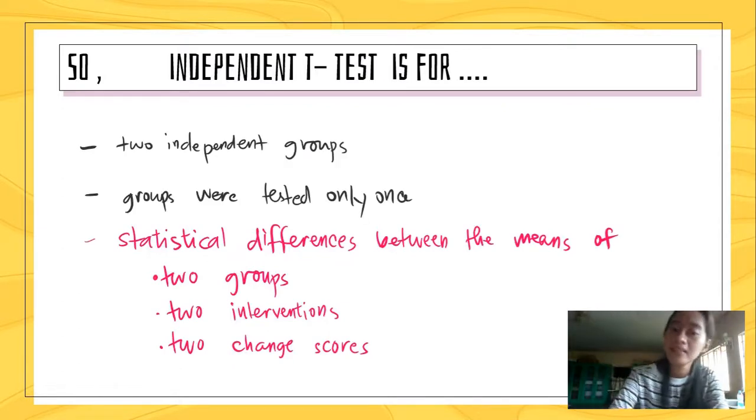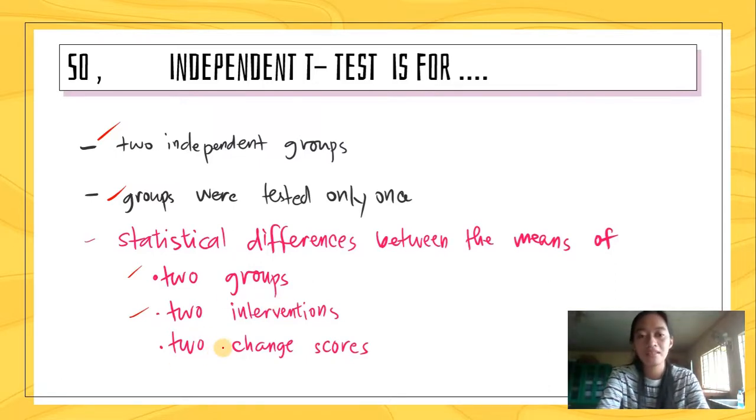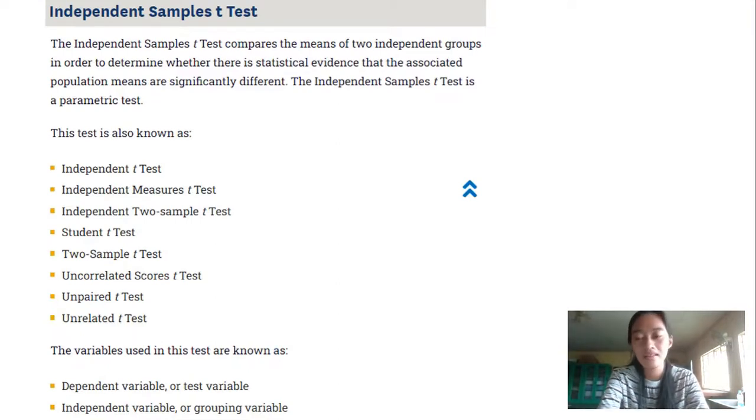The independent t-test is for, number one, two independent groups, two groups that were tested only once, where you want to check the statistical difference between the means of either two groups, or two interventions, or two change scores, and so on. Those are the examples. In other sites, I found this one: the independent samples t-test is also known by these names.